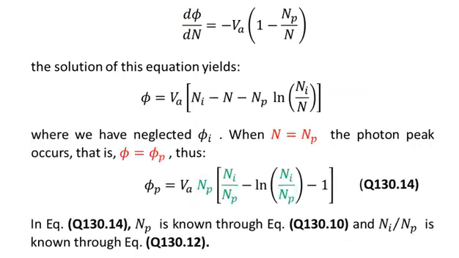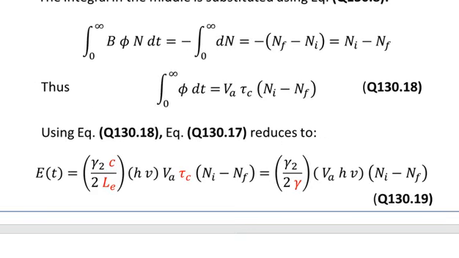So I have replaced that one by minus dn over here. This is the minus dn. And if you solve this one, at infinity, the inversion value is equal to the final value of inversion, nf. And at time t equal to 0, when the Q-switching is started, the inversion that was present was equal to ni.